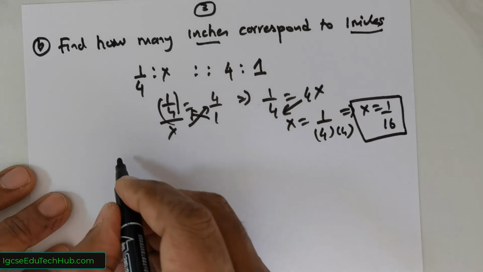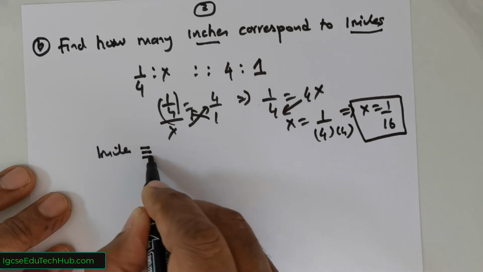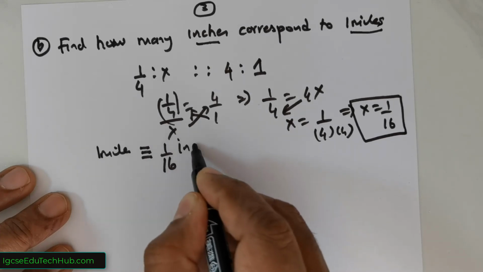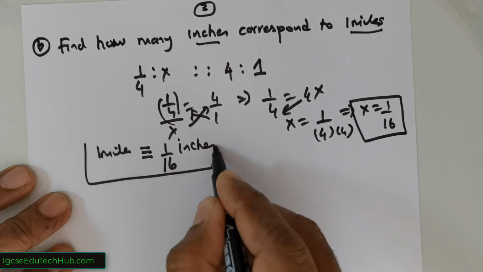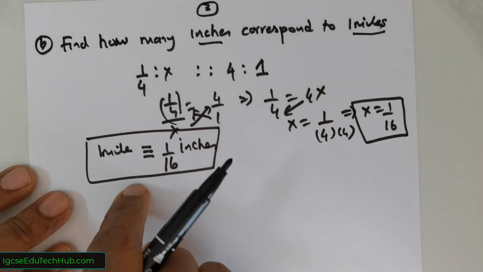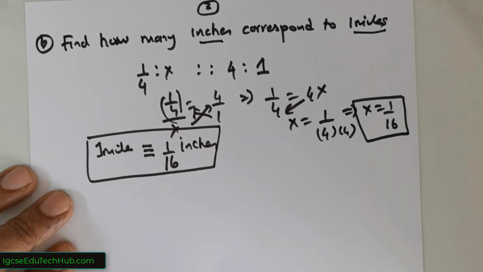So what is the meaning of this? The meaning of this is 1 mile corresponds to 1 over 16 inches. So this is the equivalence that we are expected to find. And this is the final solution. So this is 1 mile. Okay, so having given you this, let me move on.